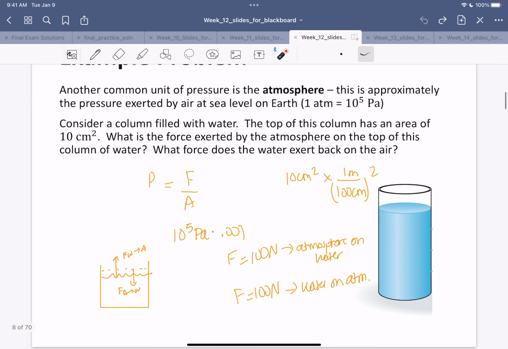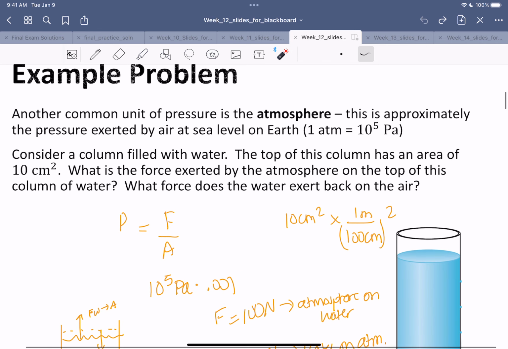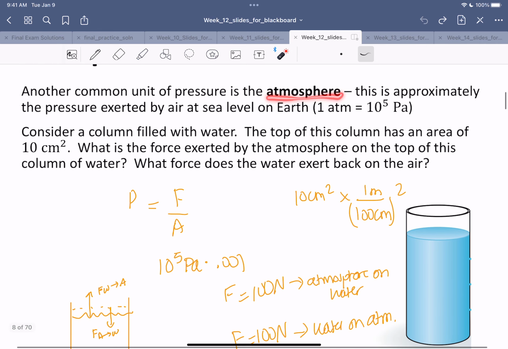This is a very quick example here as well with the manipulation of this equation. Pressure is equal to force over area. If they were to tell you that the atmospheric pressure, which is also another important factor here, 1 atmosphere is 10 to the 5th pascals, that's your pressure in pascals for your pressure equation here.